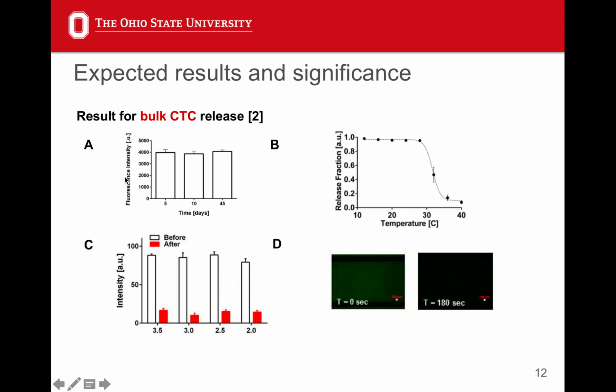Before we do that, figure A shows the lifespan of our coating is over 45 days, and B shows the fraction of immobilized CTCs on the device. This is for bulk CTC, and you can see that when the temperature is up to 37 degrees C, the fraction is almost 0. C shows the intensity before and after the CTC release, and D shows the position of the CTC during the release process.